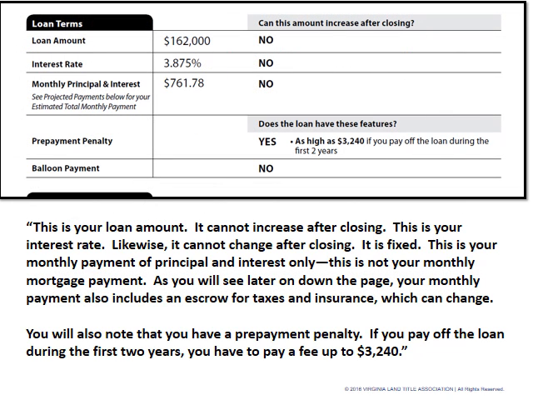"This is your loan amount. It cannot increase after closing. This is your interest rate. Likewise, it cannot change after closing. It's fixed. This is your monthly payment of principal and interest only. This is not your monthly mortgage payment. As you will see later on down the page, your monthly payment also includes an escrow for taxes and insurance, which can change. You will also note that you have a prepayment penalty. If you pay off the loan during the first 2 years, you have to pay a fee up to that amount right there."